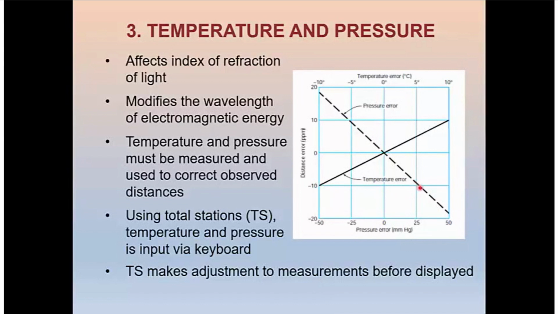And if we make a 50 millimeter error in pressure measurement, we can see that we're around minus 18 parts per million. Likewise, for temperature, we can see that for a temperature error of 10 degrees, we make a 10 part per million error in the distance reading. For a negative 10 degrees, we make a minus 10 parts per million error. So they're both linear functions.